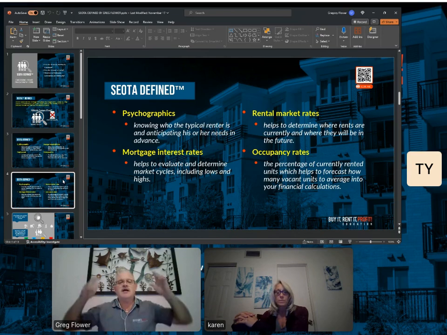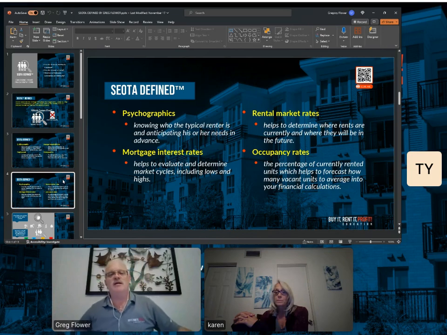But you're looking at psychographics during the SEOTA process. You're looking at mortgage rates, rental markets, occupation rates, which we just spoke about, employment rates. The demographic tells you who, the psychographic is telling you why. Why are they becoming renters? What's going on in the neighborhood? Mortgage rates. You can go into any bank. You can find mortgage rates anywhere. But maybe stay local. Find out about the market cycles.